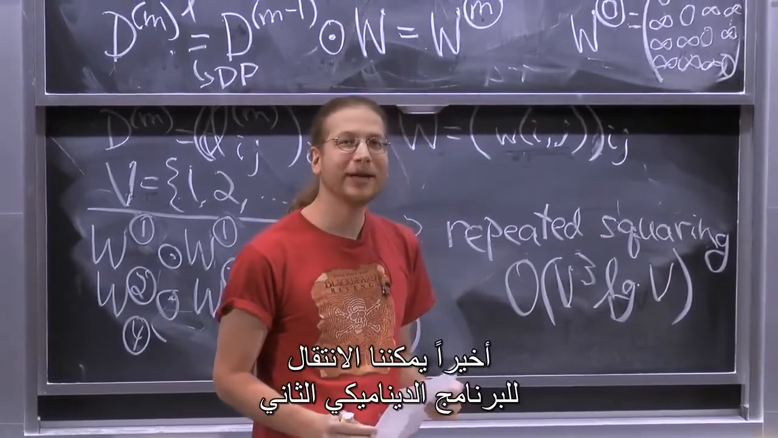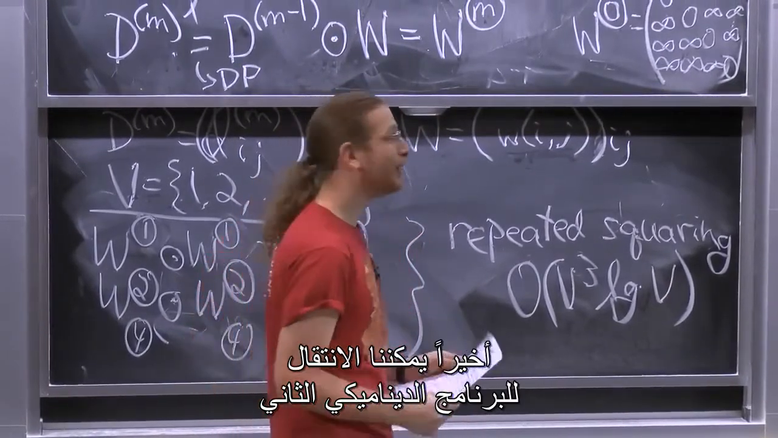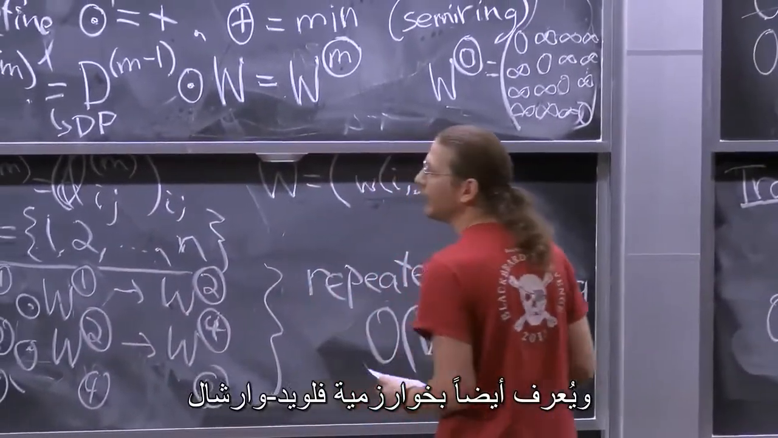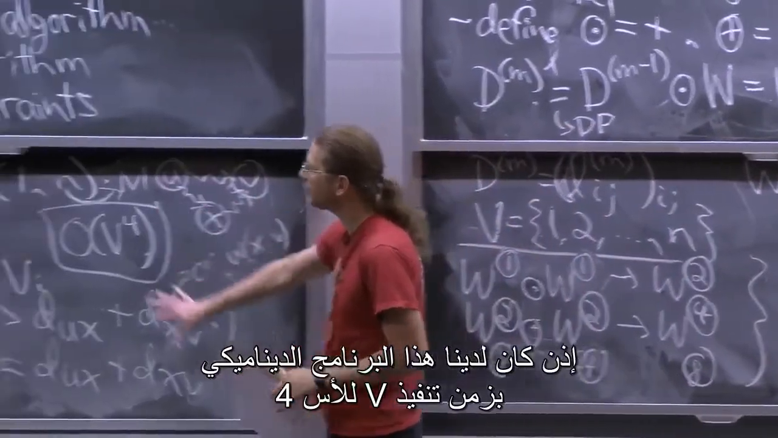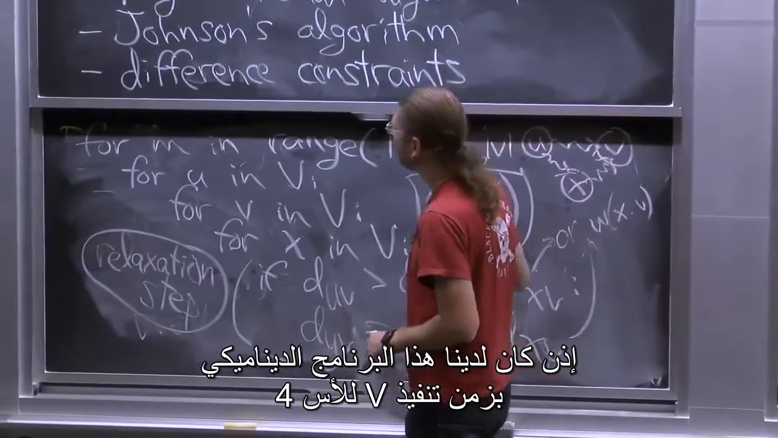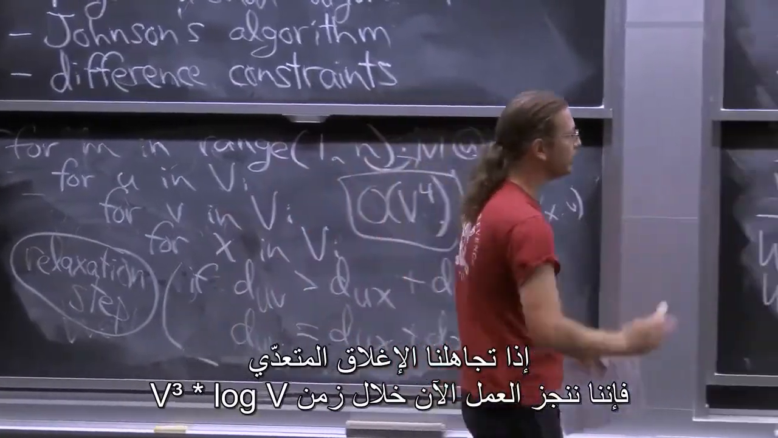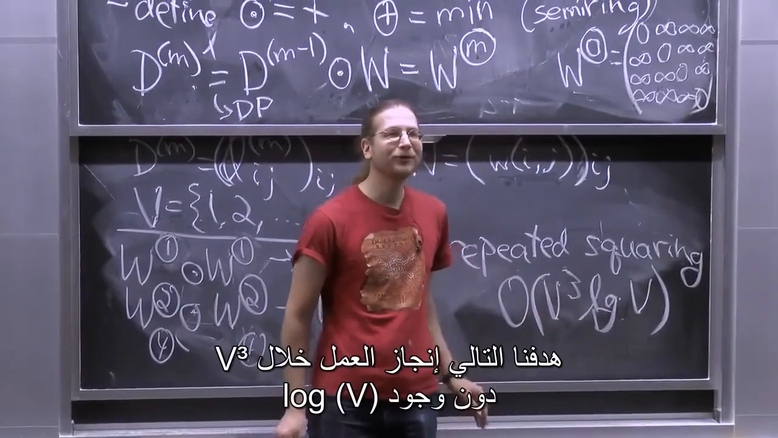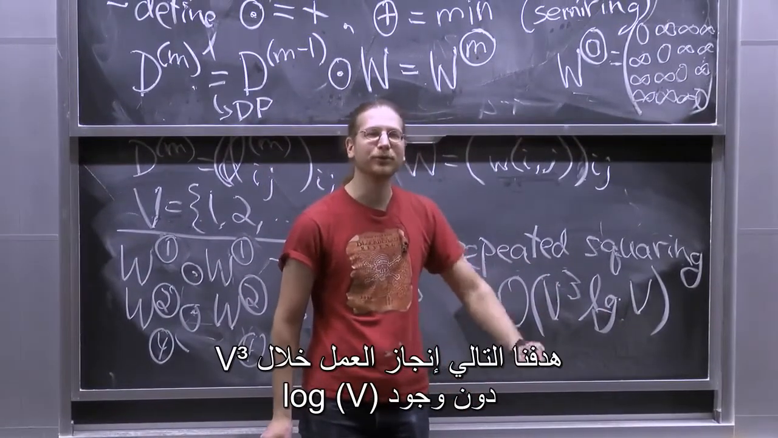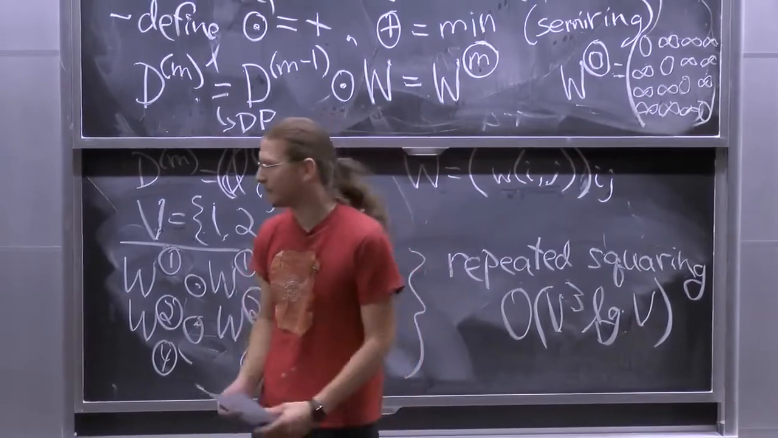All right, finally we get to go to dynamic programming number 2, also known as the Floyd-Warshall algorithm. So we had this DP in v to the 4th. If we forget about transitive closure, we've now are down to v cubed log v. Our next goal is to achieve v cubed, no log v. So let's do that.